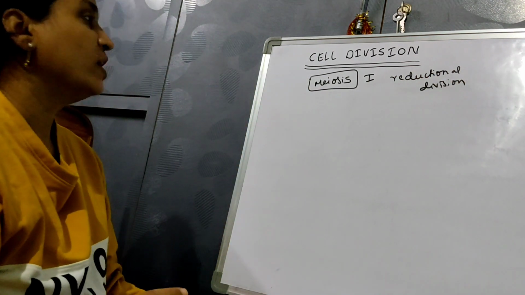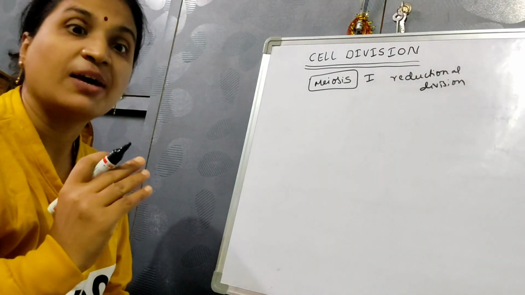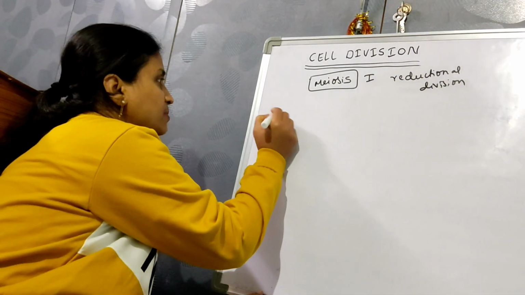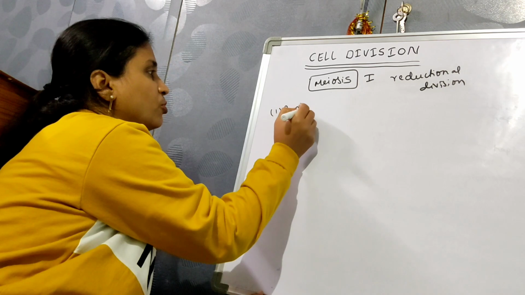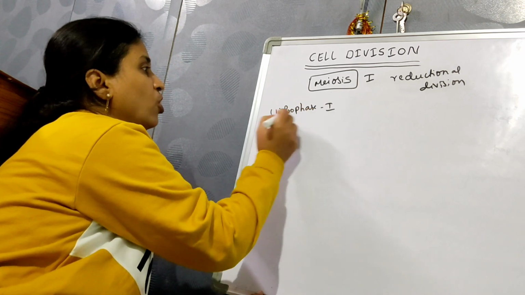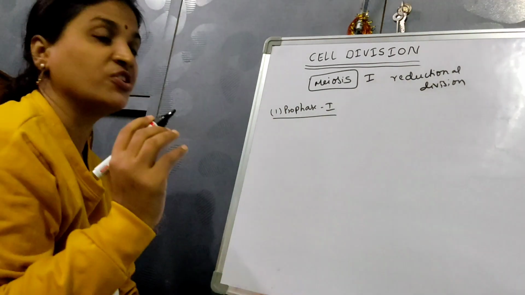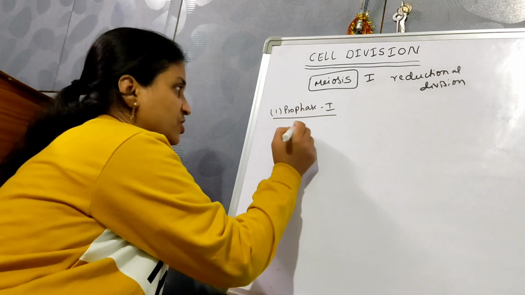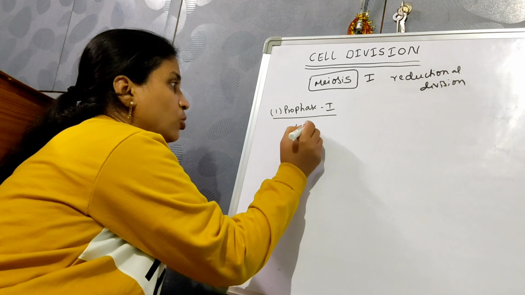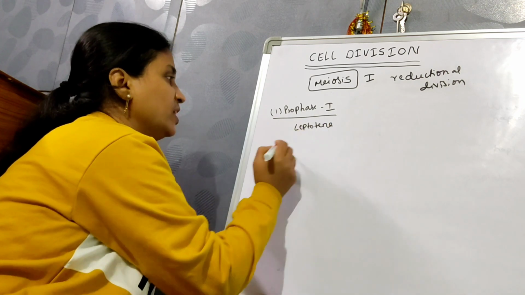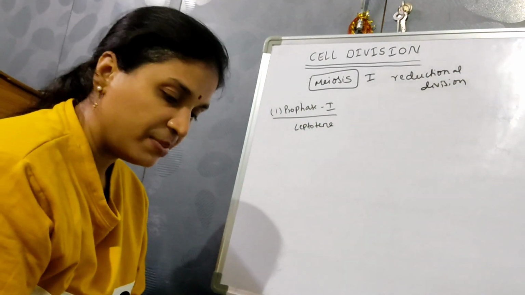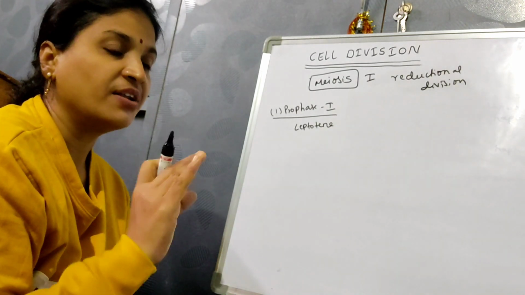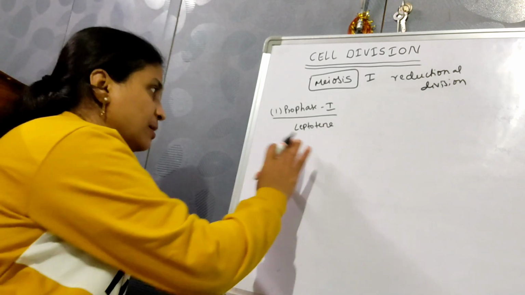In meiosis 1, the prophase 1 is generally prolonged when compared to the prophase of mitosis. This prophase 1 is again divided into 5 stages. The first stage is the leptotene stage. In the leptotene stage, the compaction of the chromatin takes place. That means condensation of the chromosomes is going to take place in leptotene.